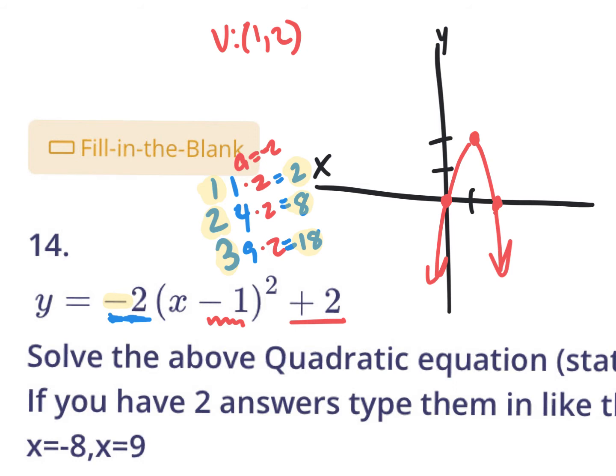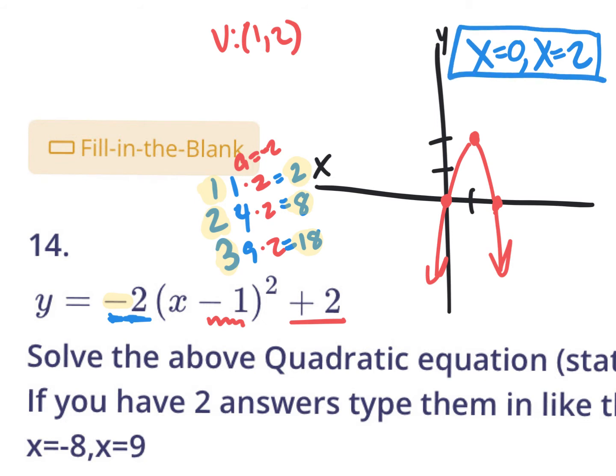What are the x-intercepts? What are the answers? x equals 0, comma, x equals 2. Now you could say x equals 0 and 2. But this is how I'm going to ask you to type it in on the practice test and also on the actual test. Type in x equals 0, comma, x equals 2. And those are your 2 answers, your 2 solutions to this equation.